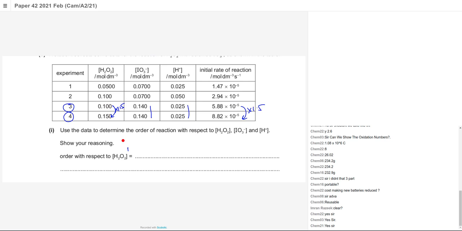So you have to write here: when experiment 3 and 4 are considered, increase in the concentration of hydrogen peroxide by 1.5 times, keeping IO3 minus and H plus concentrations constant, has increased the rate by 1.5 times. Therefore, the order with respect to H2O2 is first order.